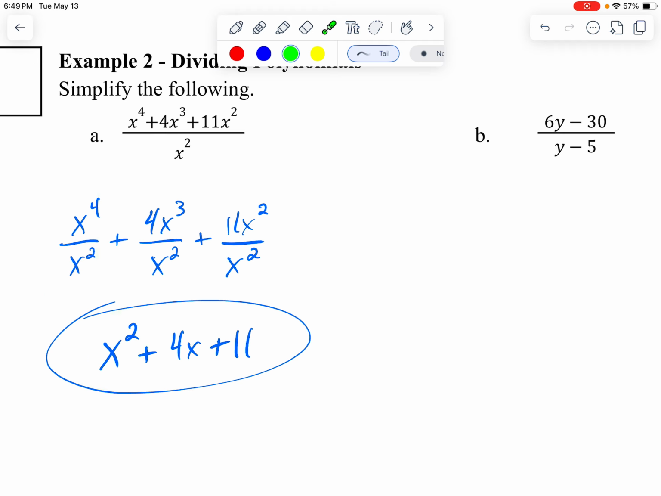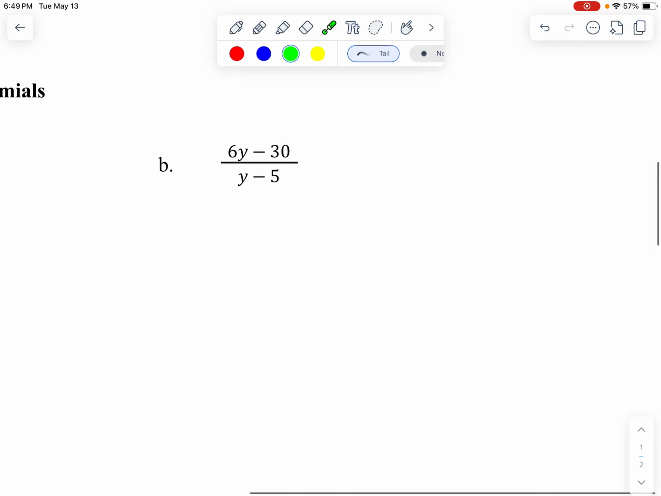And again, we can think of the numbers being kind of separate from the variables. So in this center term, I've got 4x cubed over x squared. So that's like 4 over 1. That's just going to stay 4. 3 x's on top, 2 on bottom. That just leaves us 4x. And in the final term, x squared on top, x squared on bottom, that just becomes 1, and we are ended up with 11. In part B, this is where we kind of need to use that factoring thing.